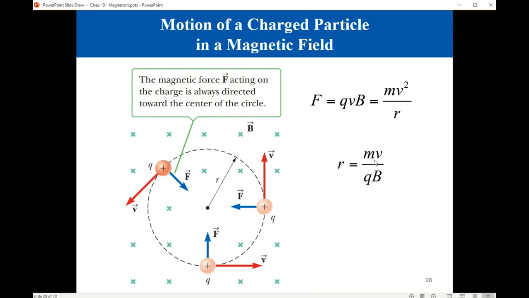It is always equal to mv, the momentum, divided by qB. qB is called the magnetic rigidity. Each particle has its own magnetic rigidity in a magnetic field.